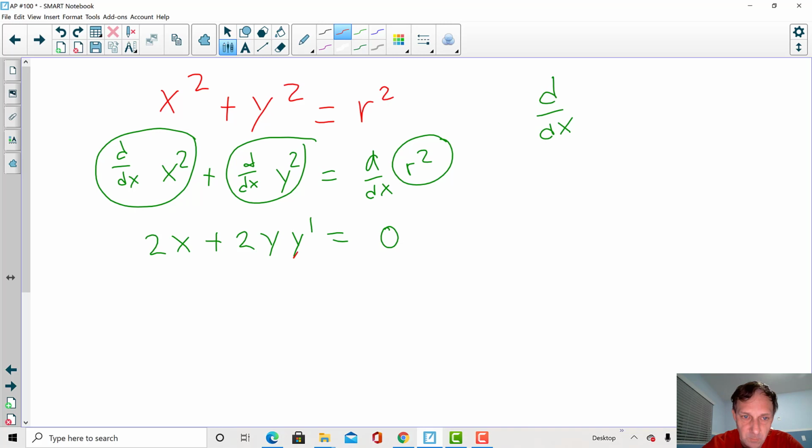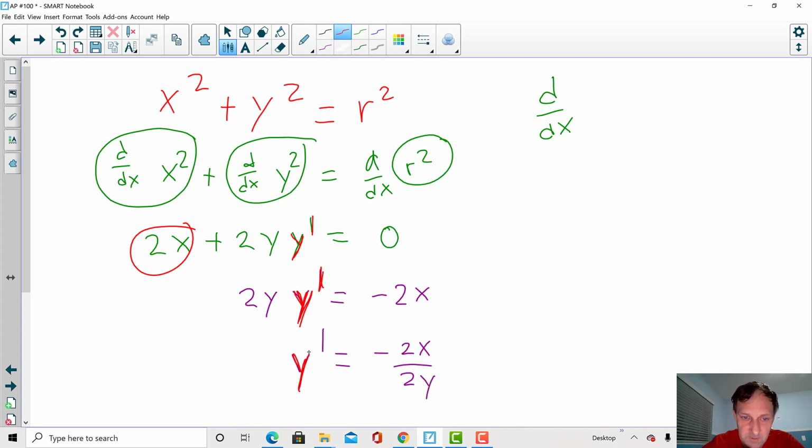Now we do want to solve for y prime. So I'm going to start by subtracting 2x from both sides. Again, I'm trying to solve for the y prime, so I'm going to want to divide both sides by 2y now. There we go. We have solved for the y prime. You can see we can cancel the 2's here, and I'm left with y prime is equal to negative x over y.